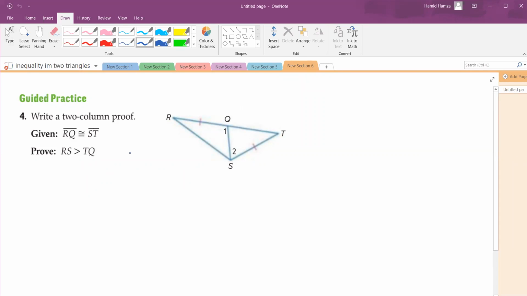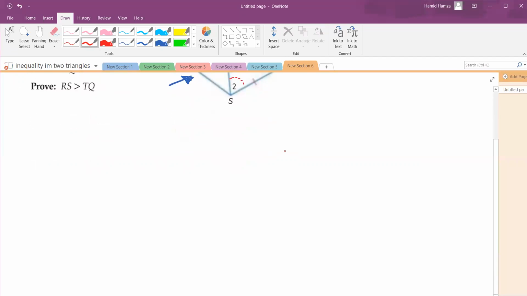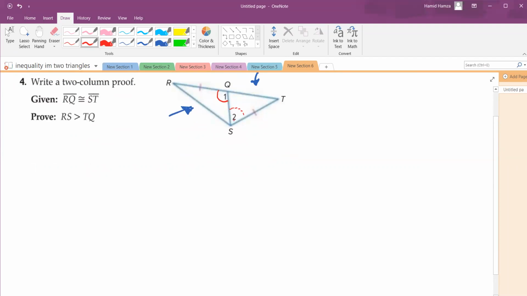The last one is a proof, how to use a two-column proof. We wanted to prove what, guys? RS greater than TQ. Where is RS? This one. What is TQ? This one. If you want to compare between them, compare between the opposite angles. Where is the opposite angle? Angle 1, and this one is opposite to angle 2. You must prove that angle 1 is greater than angle 2. Is angle 1 greater than angle 2? And why?